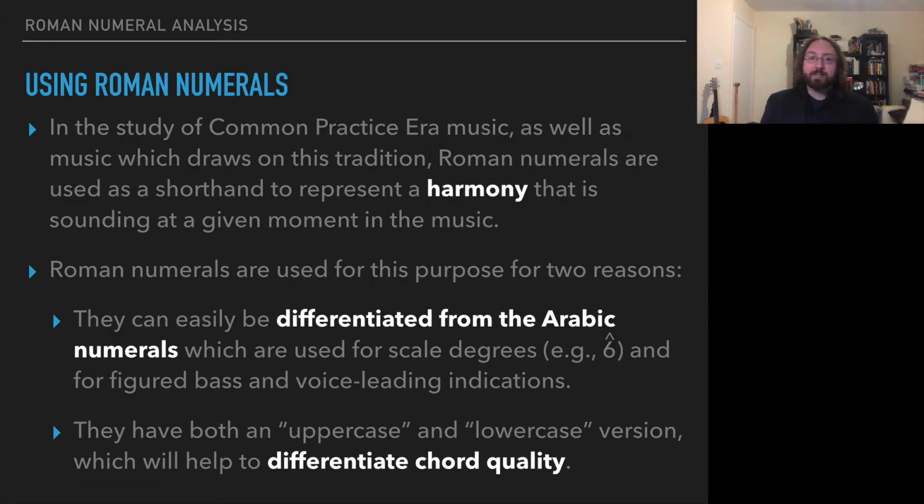In the study of Common Practice era music, as well as music that draws on this tradition, Roman numerals are used as a shorthand to represent a harmony that is sounding at a given moment in the music. Roman numerals are used for this purpose for two very specific reasons. They can easily be differentiated from the Arabic numerals, which have other uses in this style of music. For instance, they're used for scale degrees, like 6 with the caret on top. And they're also used for figured bass and voice leading indications. So using Roman numerals helps us differentiate between those. They also have an uppercase and lowercase version, which help to differentiate chord quality.